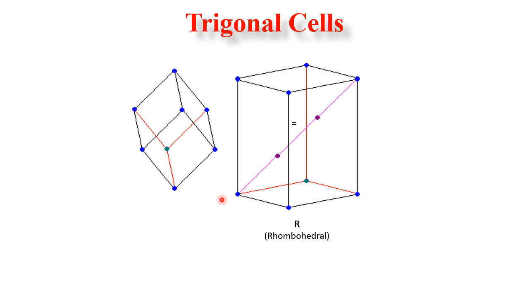The two interior points divide the long diagonal of the cell in thirds. This is the only Bravais lattice with more than one interior point, here and here. The rhombohedral cell can be thought of as a cube distorted along its diagonals.